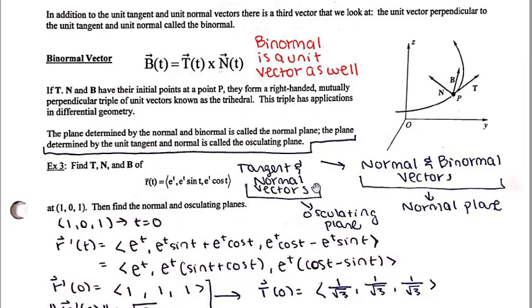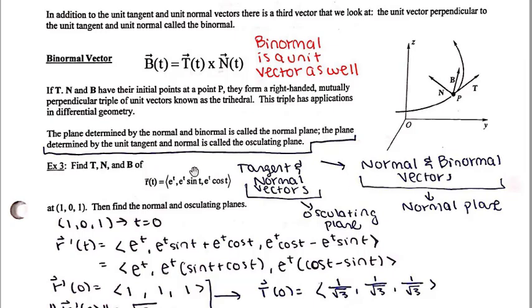Okay, so by writing all 3 of these vectors, we are also finding some equations for planes, because what we need to write the equation of a plane is an orthogonal vector, in this case the binormal vector, in this case the tangent vector, and a point. And usually the point will be given in the problem.